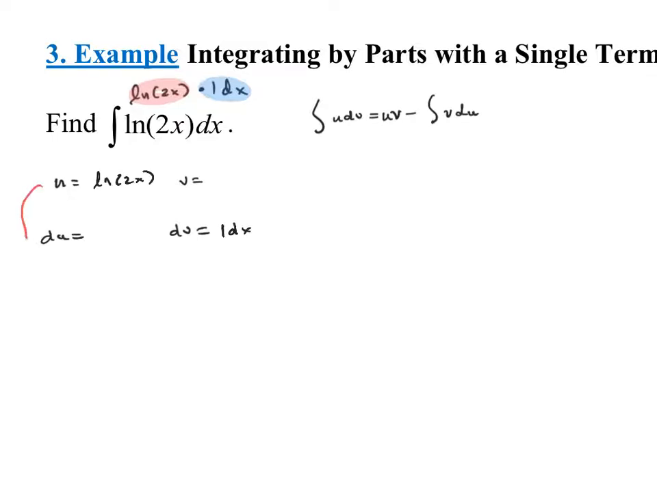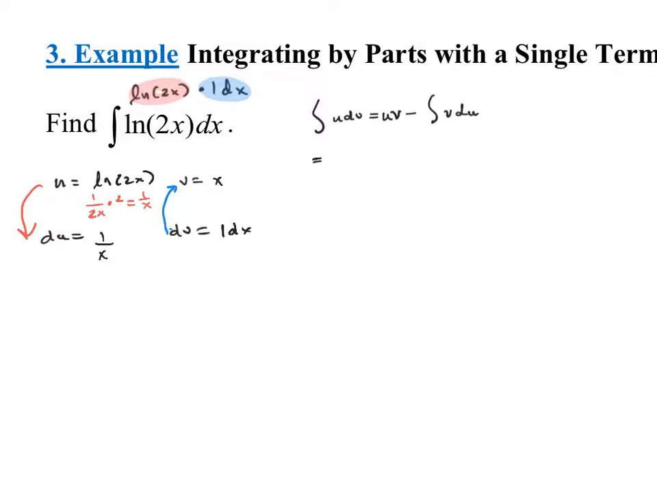How do I find du? Well, I take the derivative. What's the derivative of the natural log of 2x? Well, it would be 1 over 2x, 1 over u, times the derivative of u, which would be 2. So this is where I'm getting my 1 over x. So du, the derivative of the natural log of 2x, when simplified, is 1 over x. How do I get v? Well, I integrate dv. So what's the integral of 1? Well, the integral of 1 is quite simply x plus c.